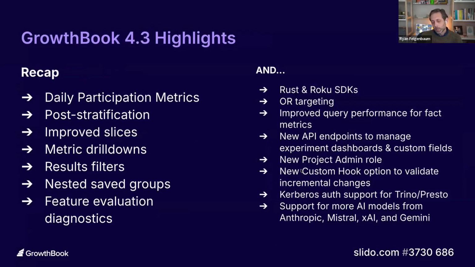We have here on the slide right now some of the recap of all the things that we talked about, and some of the other things we didn't talk about but which were released. We have 2 new SDKs, Rust and Roku, which is very exciting. We are always improving the query performance. We have new API endpoints to manage experiment dashboards and custom fields, a new project admin role, a new custom hook option to validate incremental changes, Kerberos auth support for Trino and Presto, and then within GrowthBook, support for more AI models from other providers. So lots of different stuff.